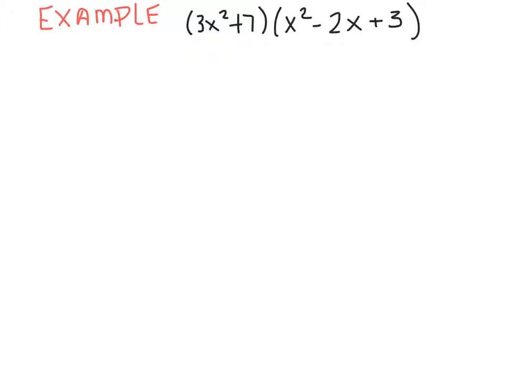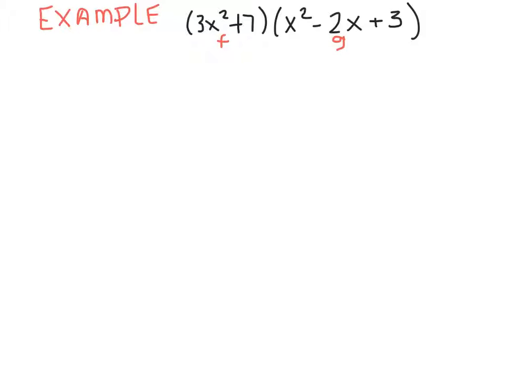Okay, so here's an example that we're going to use. I have 3x squared plus 7 times x squared minus 2x plus 3. I'm going to just call this first function f and the second one g. I think people get a little intimidated by the formula, but if you think about it like this, you have two polynomials that are being multiplied by each other. We're just going to pick one and say you're going to be the first function and the other one is going to be the second function.